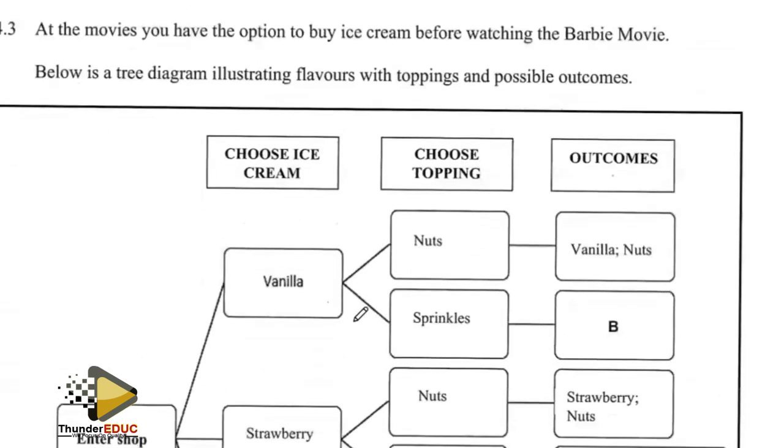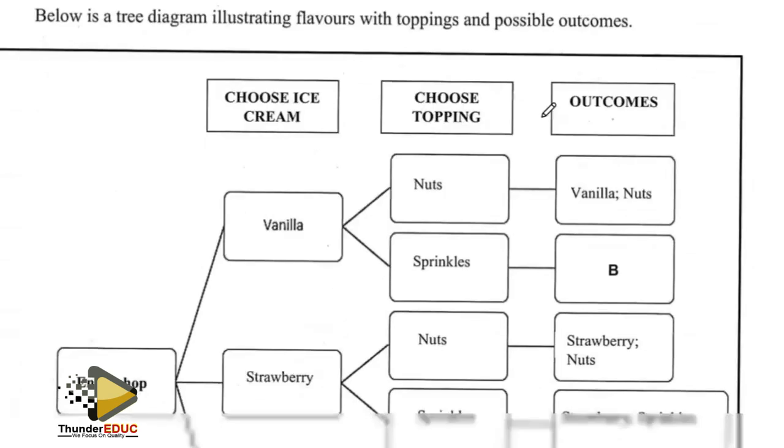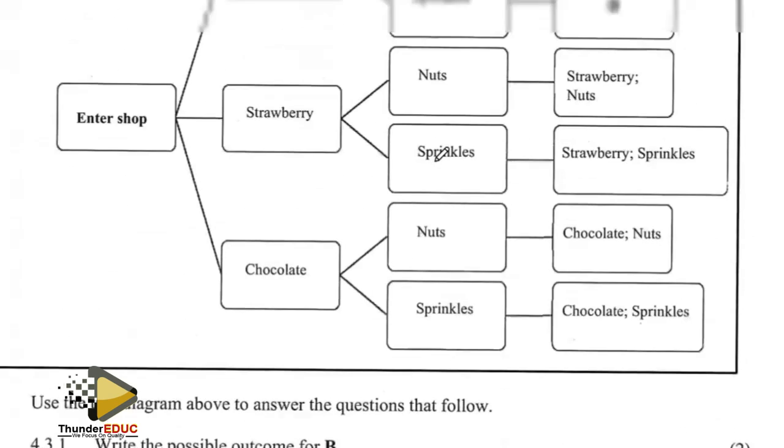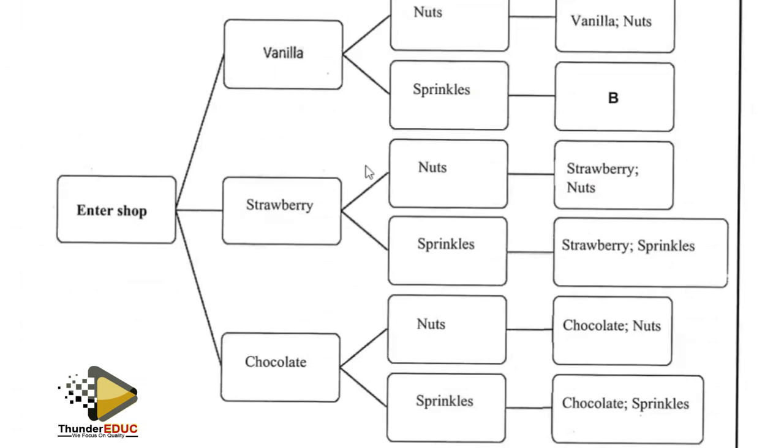Question 4.3. At the movies, you have the option to buy ice cream before watching the Barbie movie. Below is a tree diagram illustrating the flavors with toppings and possible outcomes. All right. The first leg here, these are the ice creams. Then the toppings are here. And the possible outcomes. How did they come up with this?